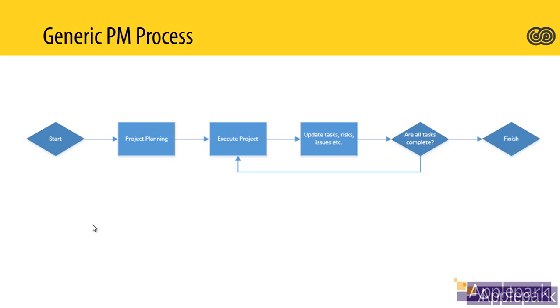So I'll put this slide up. This is just an exceedingly generic project management process where we start the project. So somebody says we're going to initiate something, then we go and plan it, and then we execute the project. So we do some tasks, we track some risks, issues, documents, those sorts of things. We kind of work out, are all tasks complete? If they're not, we go around the cycle until they are, and then we finish it down, we close it down.